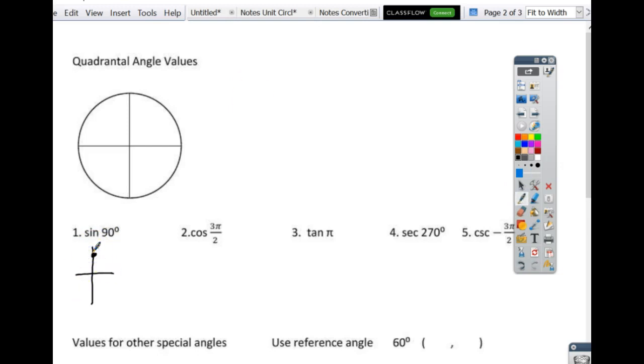Okay, so the way I always start this is I sketch myself a little graph because I want to see where this is going to go.